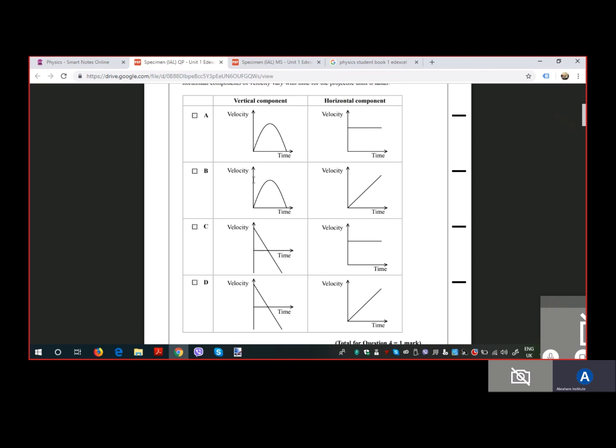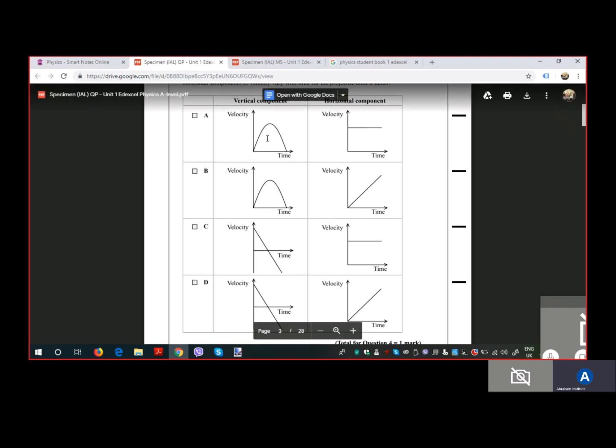Yes, sir. If it turns back, what happens to the direction of velocity? The direction changes. Do you get it? Yes, sir. One time it is positive, another time it is negative. So here the velocity is always positive. There is no change in direction for the first two graphs. So that's why it can't be any of these two.